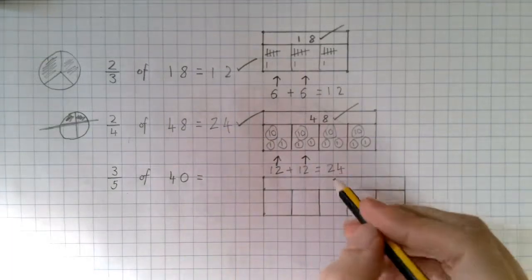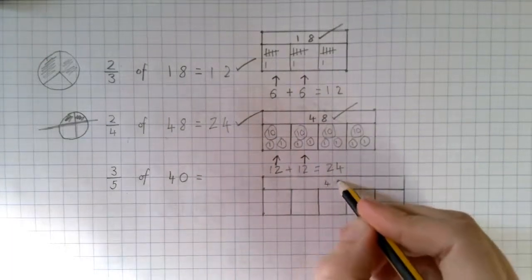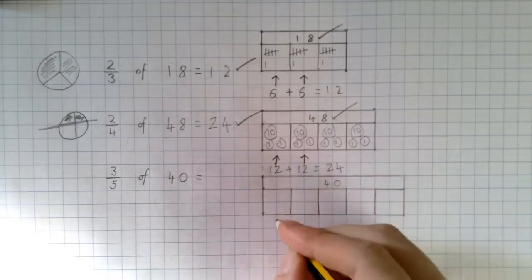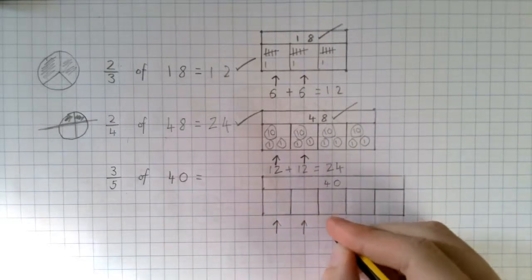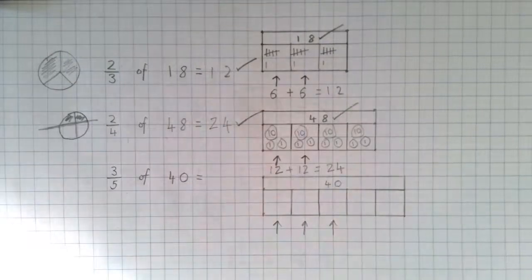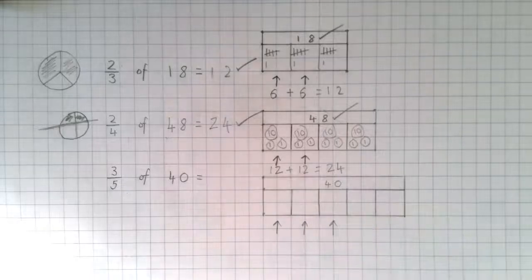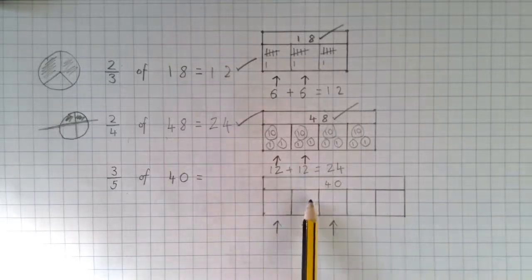Let's put our 40 at the top so we know our target number. And of course, this time we're having 3/5. So I need to show 3 arrows because I'm going to be adding up 3 pieces. So 10 didn't work, so I'll try 5. Remember, before I put it in, I always try the number. 5, 10, 15, 20, 25.